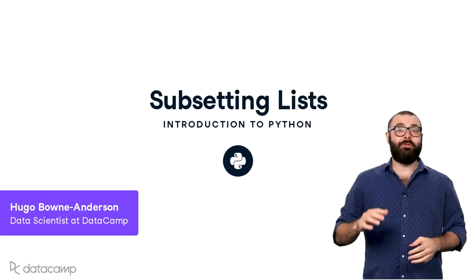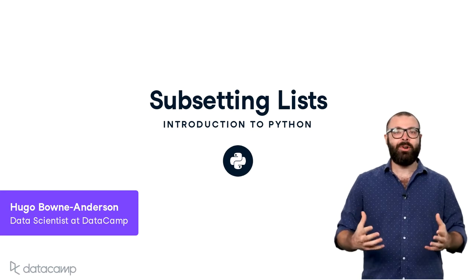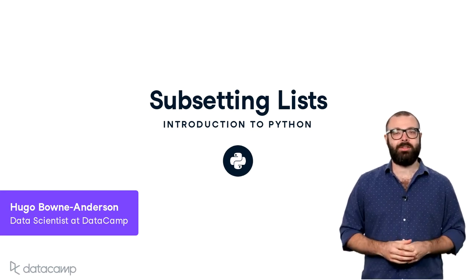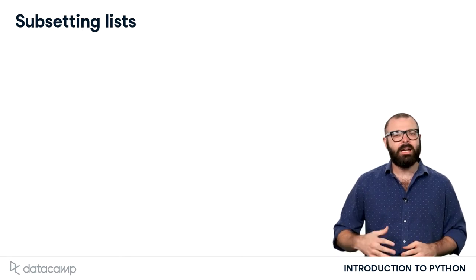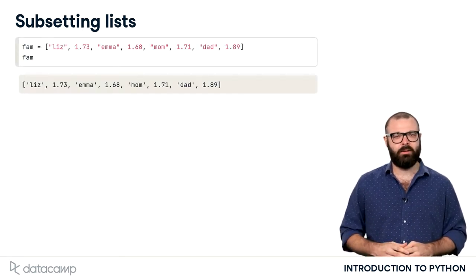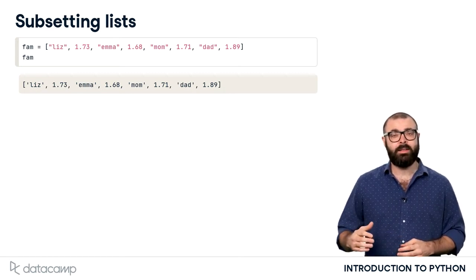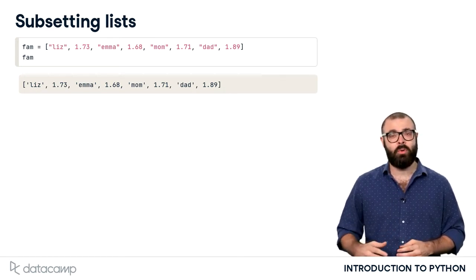After you've created your very own Python list, you'll need to know how to access information in the list. Python uses something called an index to do this. Let's have a look at the fam list again. The first element in the list has index 0. The second element has index 1, and so on.